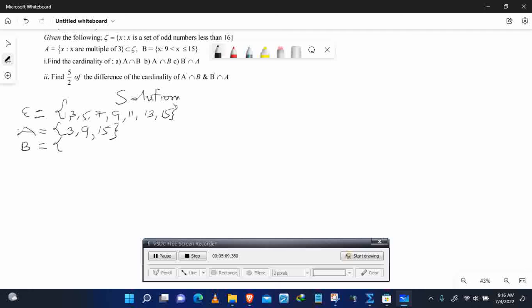So when we consider the values of x, x greater than 9 means that we don't start from 9, but start from 11 onward. So 11, 13, and then 15. So we write that there. The next thing for us to do is we want to make things simpler for ourselves, so we look for the A complement.